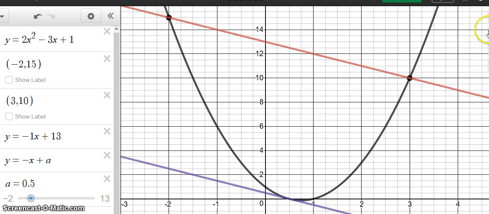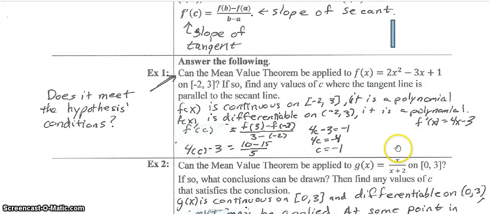We can also drag the tangent around to get it to match, but I think this way you see it a little better: here's a secant line, and a line parallel to the secant is tangent to the curve. So that's all we're trying to do with this one.